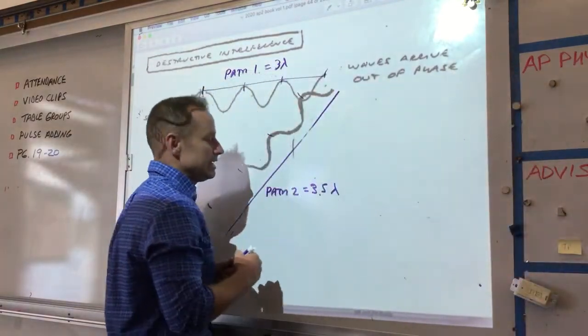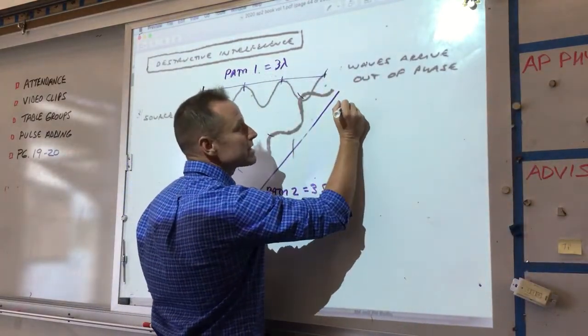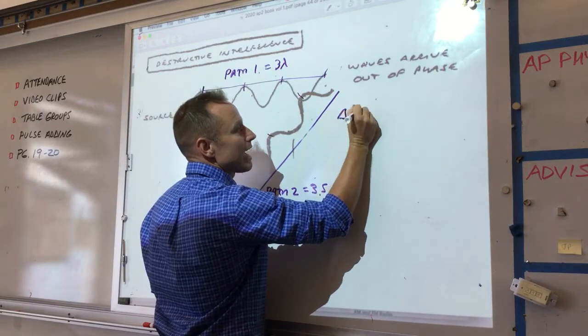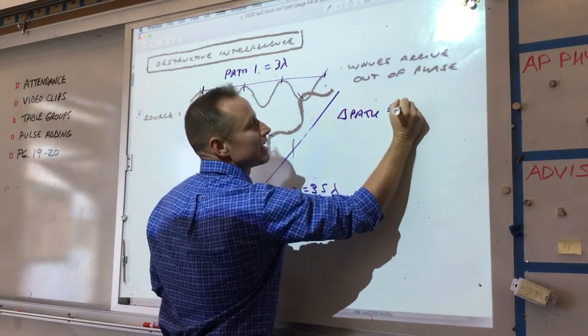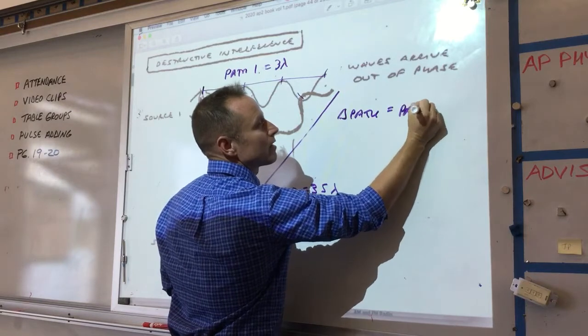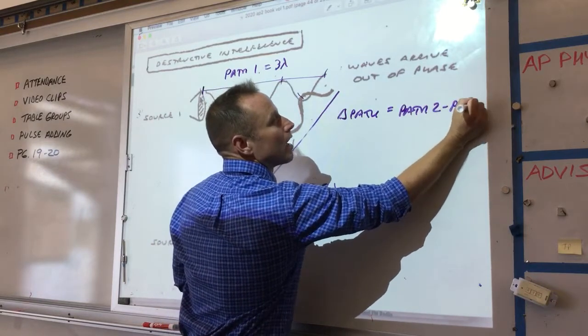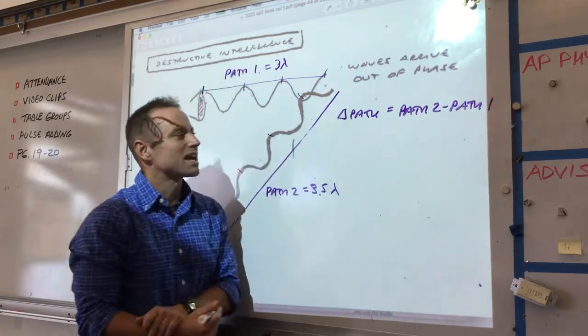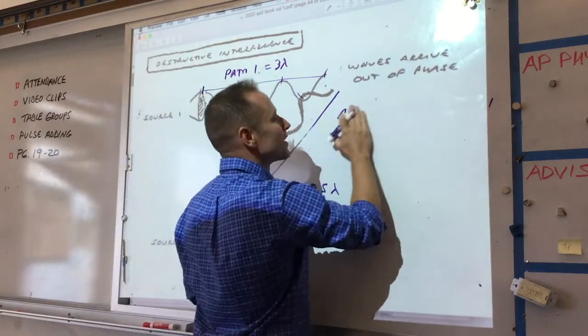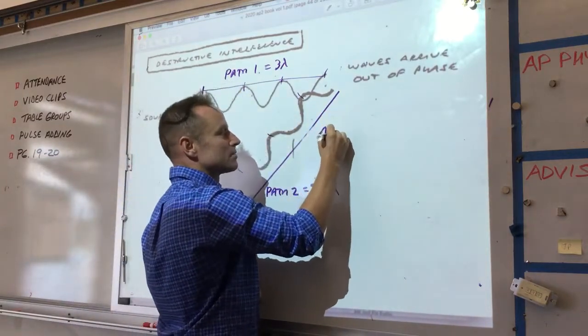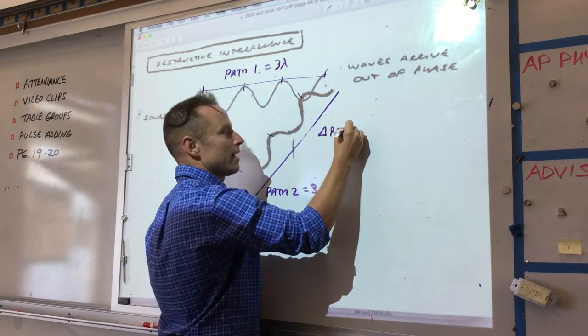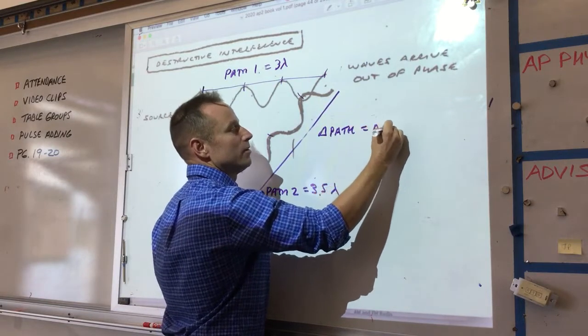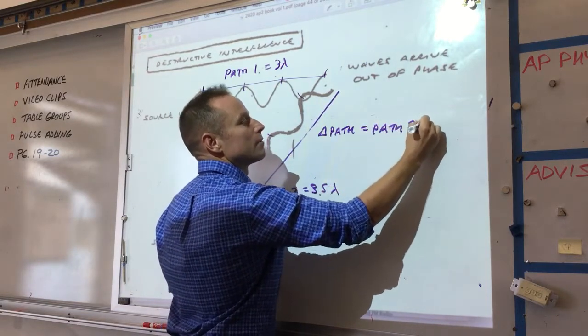And so what you can see here is your path difference. So here your delta path, which again is path 2 minus path 1. I'm going to try to stop writing so messy. In fact, I'm going to fix that for quality control here. Let's redo that a little better. Delta path, which is path 2 minus path 1.